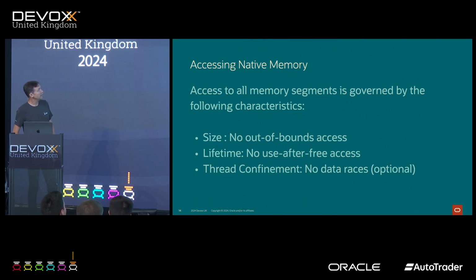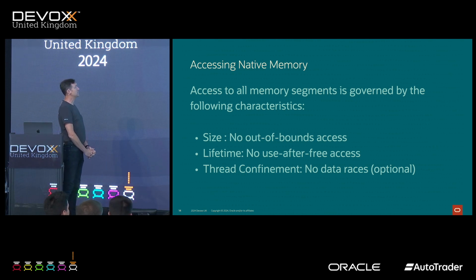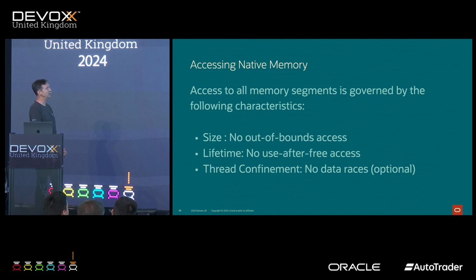Okay, the good thing with the native memory segment is that we will have size restrictions. That's called bounds. You cannot access a memory segment out of bounds. So if there is a boundary, you have 16 bytes, you can't access something outside that. You will get an exception for that.